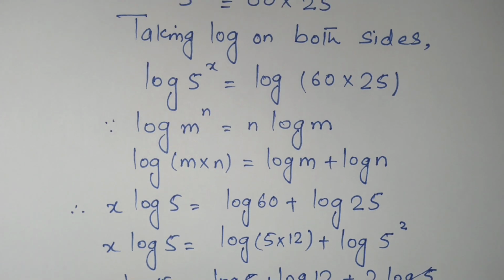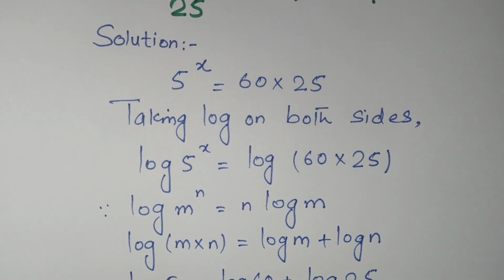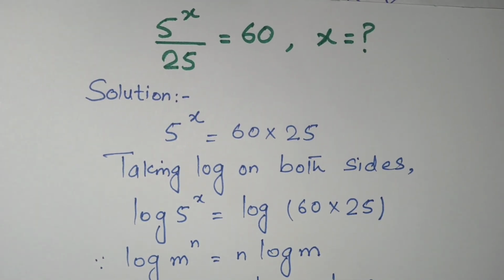This is the overall solution of this question. 5 to the power x over 25 equals 60.